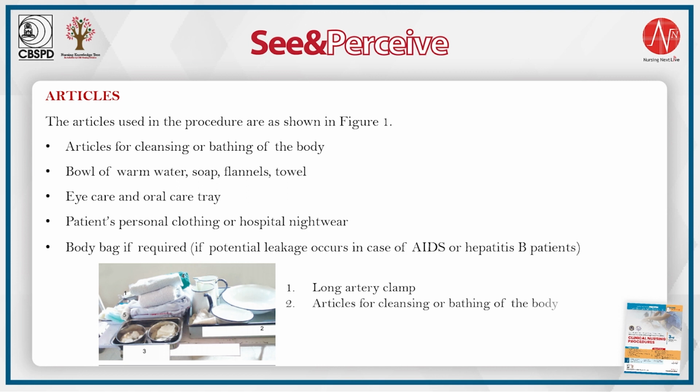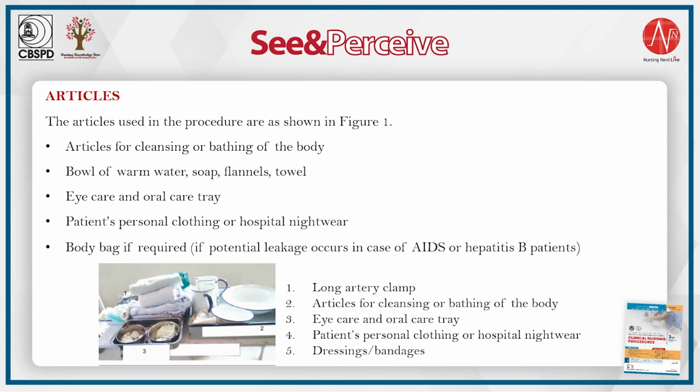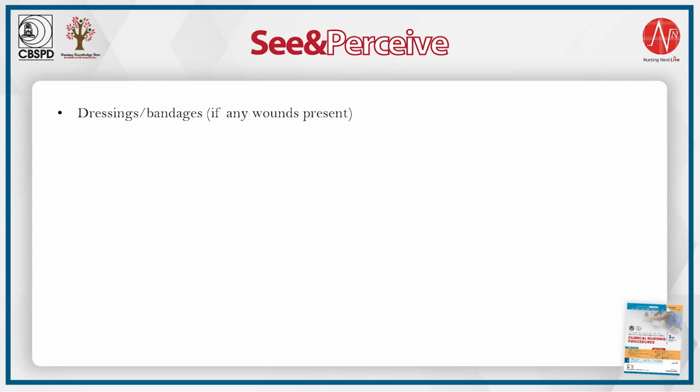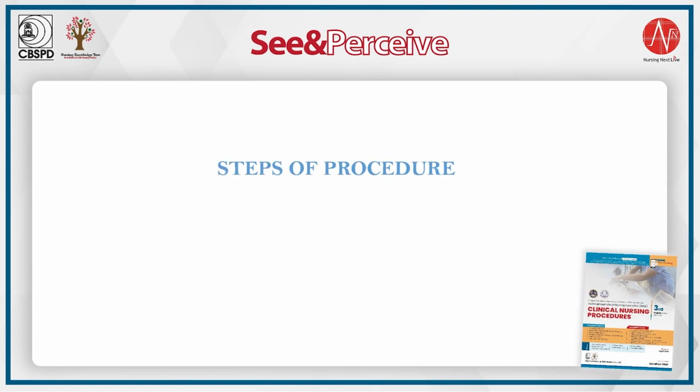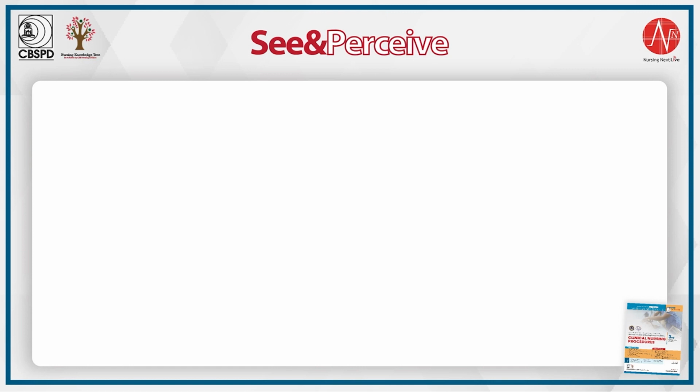Long artery clamp, dressings or bandages if any wounds are present, property book and pen, non-sterile gloves, aprons, waste bags, clinical and household, sheets for wrapping the body, sharp box, identification label, micropore.